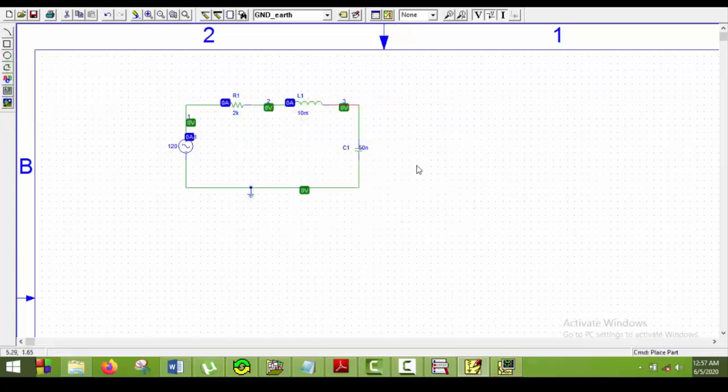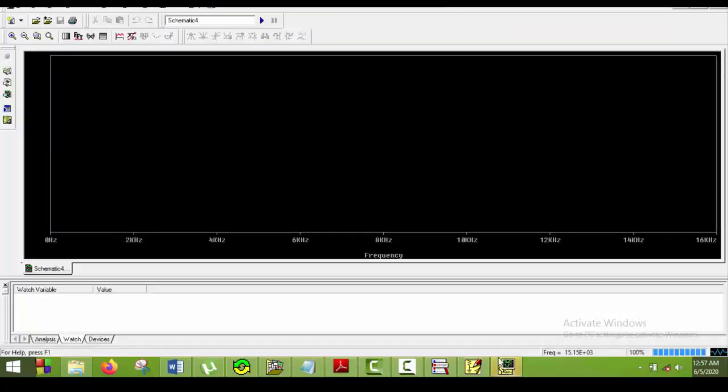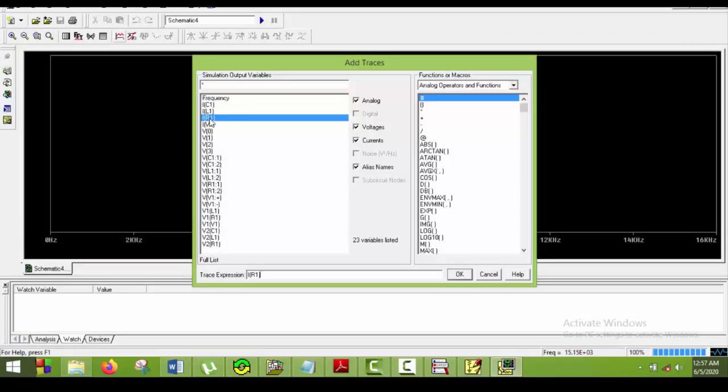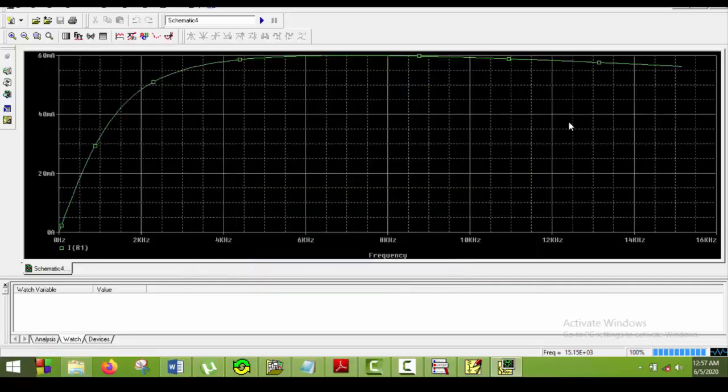Save, and here we go. Now we need to plot current. Here all the currents are the same because they go through the same line, so we will just plot one of them and say OK. So here is the plot.